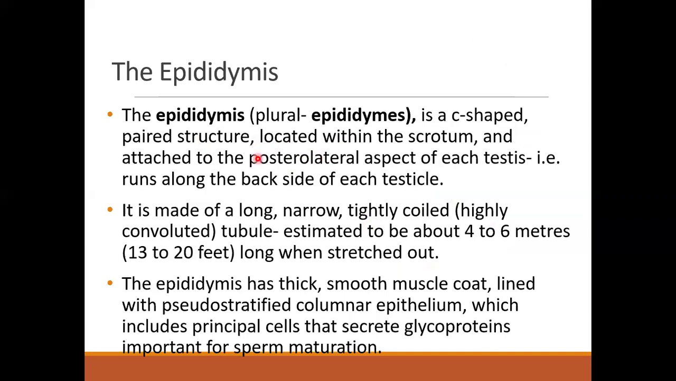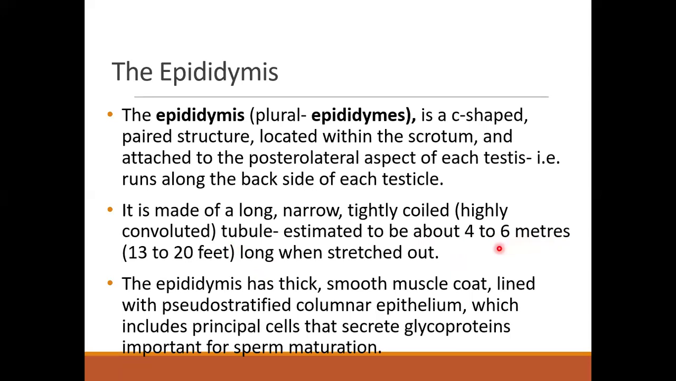It's also paired, located within the scrotum and attached to the posterolateral aspects of each testis. That is, it runs along the back side of each testis. This is just English, and you can read and understand. It's made of a long, narrow, tightly coiled, highly convoluted tubule, estimated to be 4 to 6 meters long when stretched out, because it's convoluted, like you saw with the seminiferous tubules. When it's convoluted, that's winding, you can stretch it out. Once it's stretched out, it's 4 to 6 meters, and that's a very long thing.